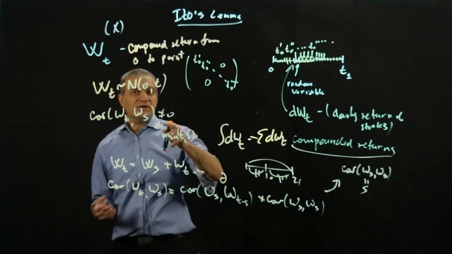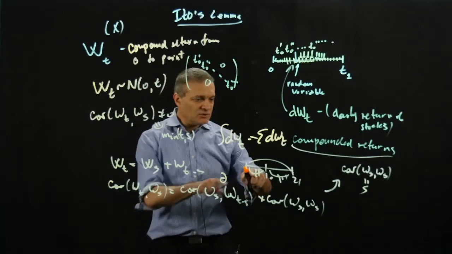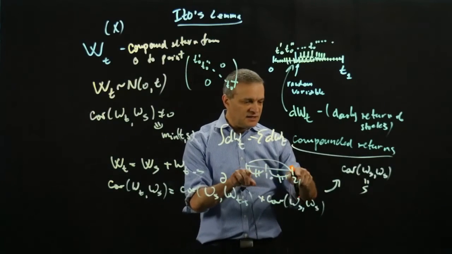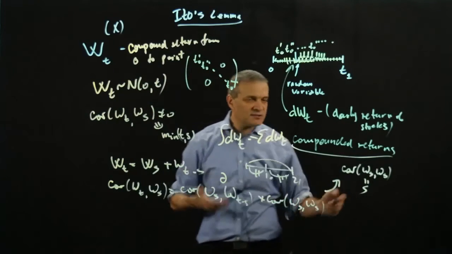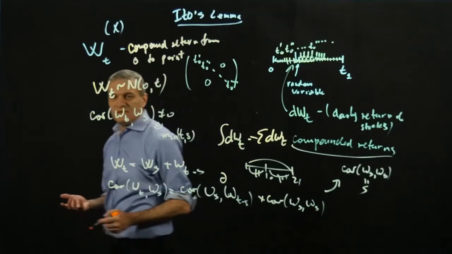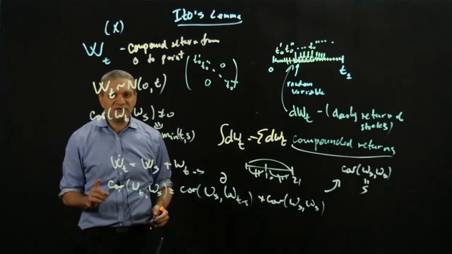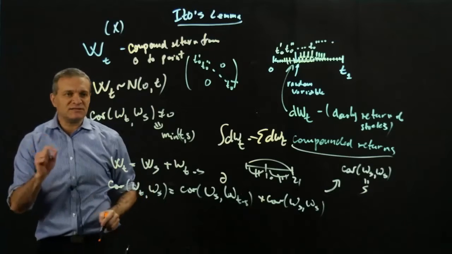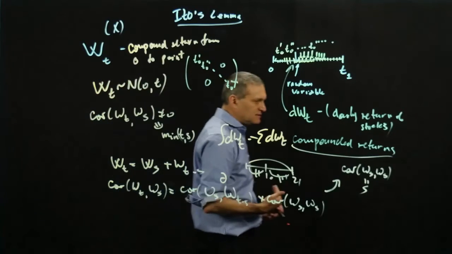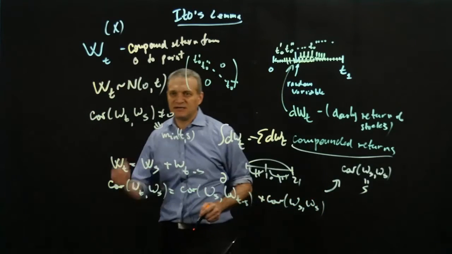Okay? Now, if S is here and T is here, you're going to get S, which is the minimum of S and T. So here it is actually very interesting that those guys do not think that compound returns are independent. They are not.